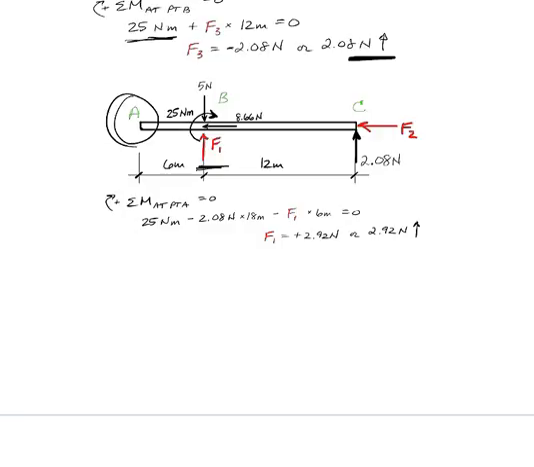Essentially at this point, what I want to do is pick a point that is on the line of action of F2 and not on the line of action of F1. Anything that meets that criteria would work. If I solve that equation, I again end up with F1 equals plus 2.92. And again, the answer numerically relates back to the free body diagram. So that means that F1 is drawn in the correct direction.